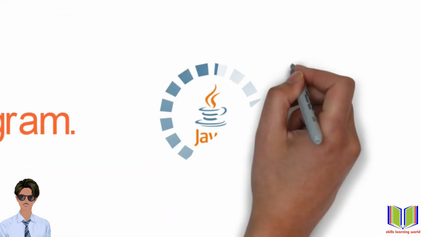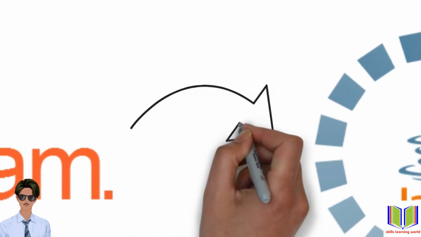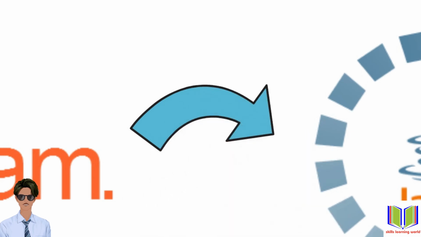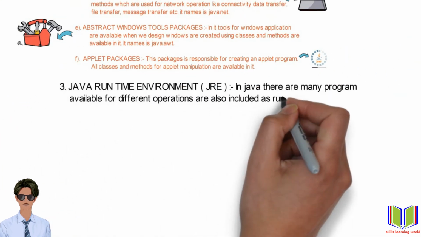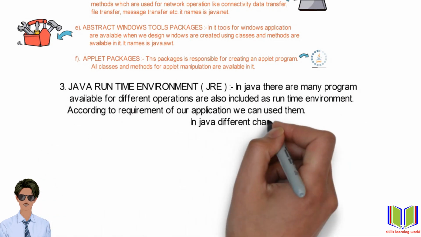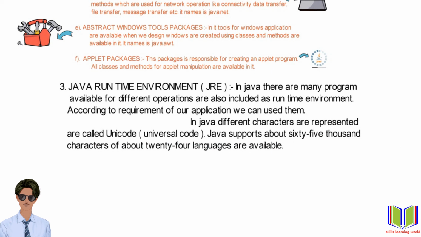Number 3. Java Runtime Environment, JRE. In Java, there are many programs available for different operations, which are also included as the runtime environment. According to the requirements of our application, we can use them. In Java, different characters are represented using Unicode, Universal Code. Java supports about 65,000 characters of about 24 languages.